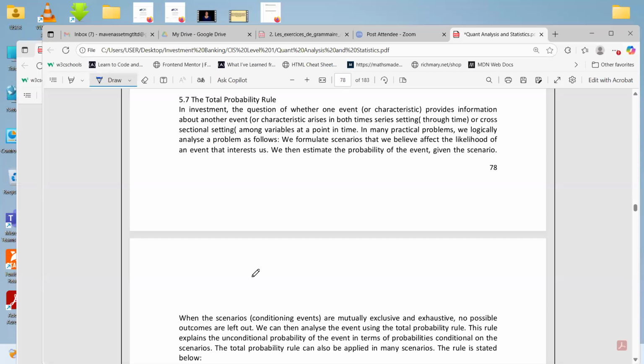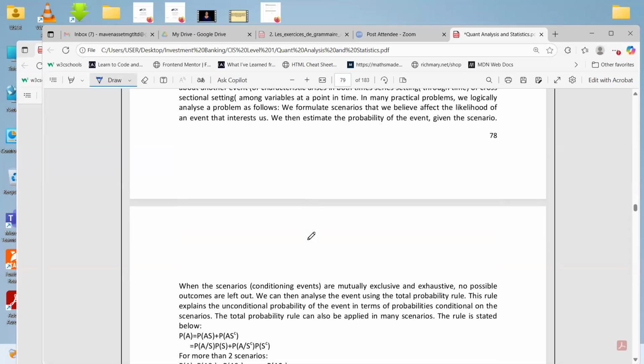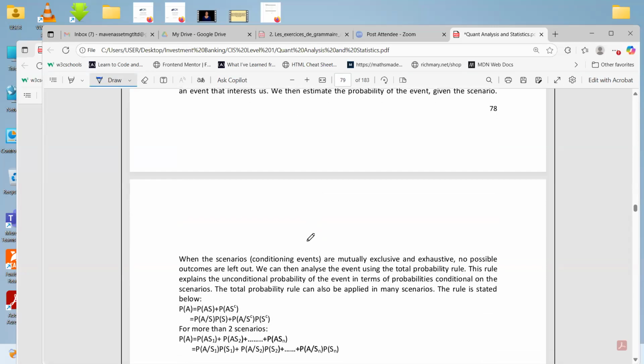Yes, sir. All right. So for the total probability rule again, just stick by the formulas, plug in the values, and you should be fine to go.